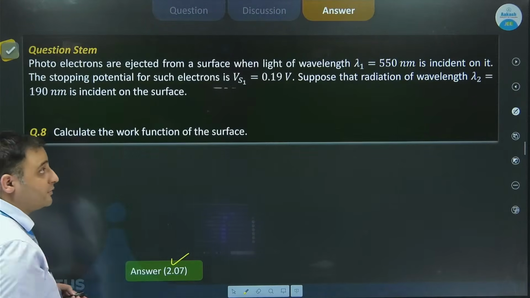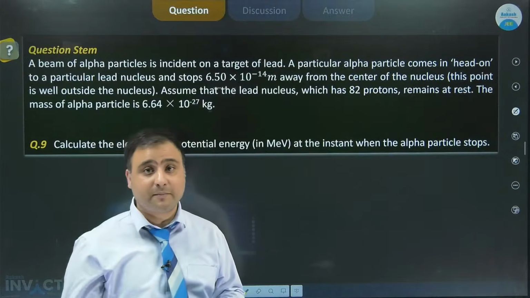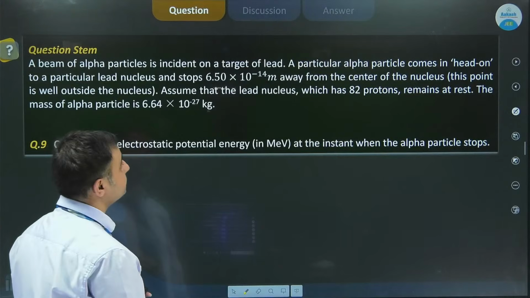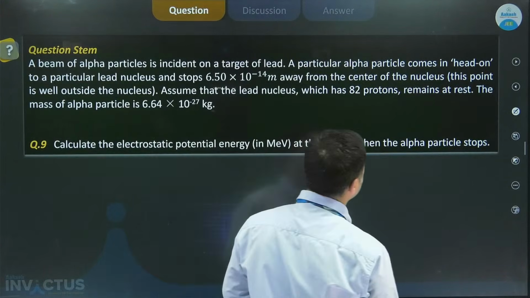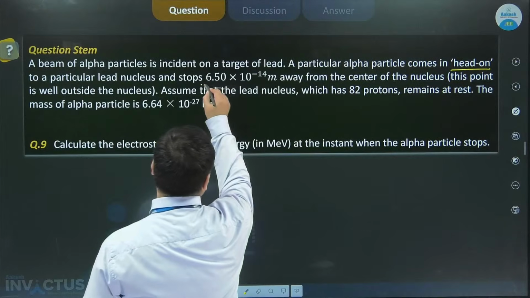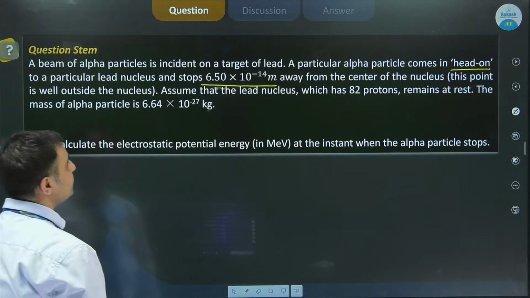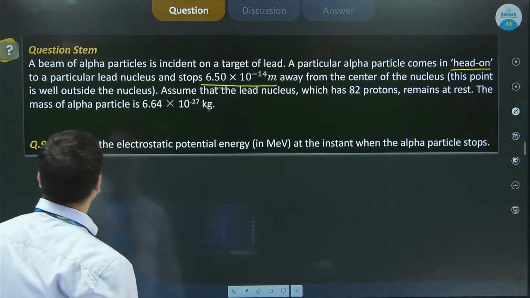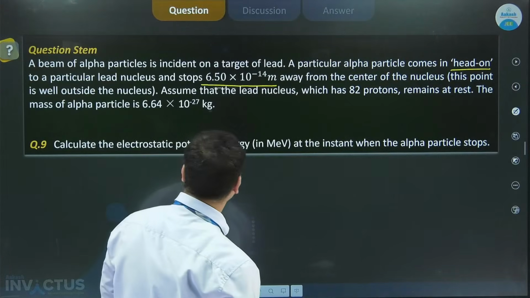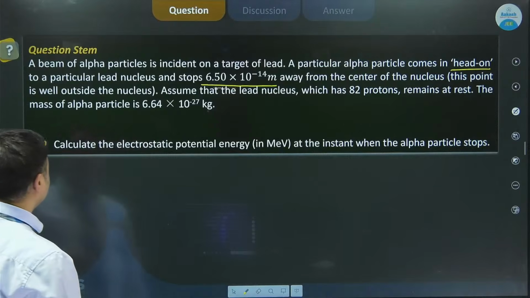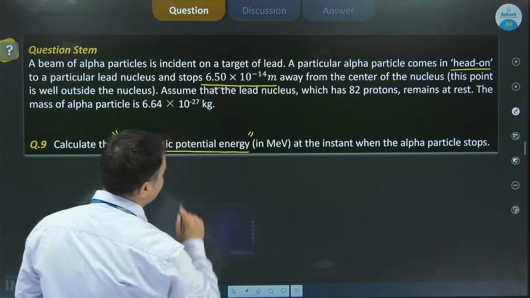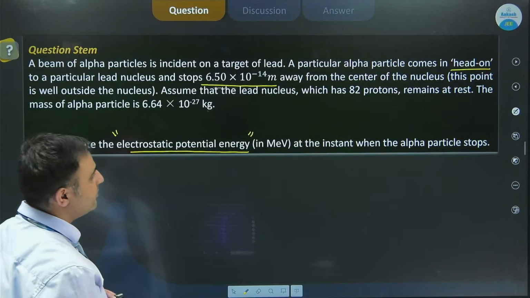So 2.07. Now let's move on to the next question. A beam of alpha particles is incident on a target lead. A particular alpha particle comes in head-on to a particular lead nucleus and stops at this point. So this is the closest distance away from the center of the nucleus. Assume that the lead nucleus, which has 82 protons, remains at rest, and the mass of the alpha particle is given. The question is asking us to calculate the electrostatic potential energy in MeV at the instant when the alpha particle stops.